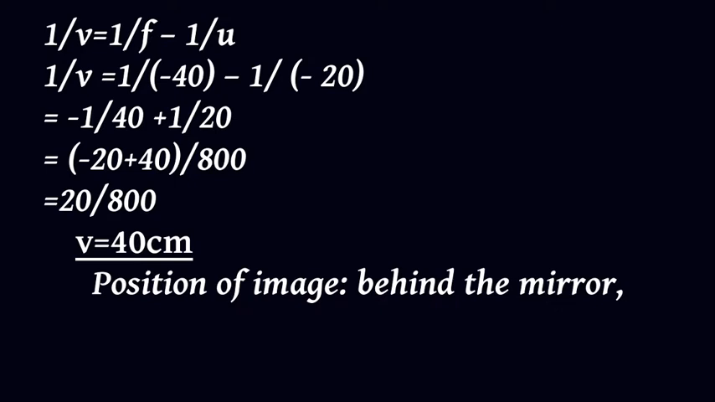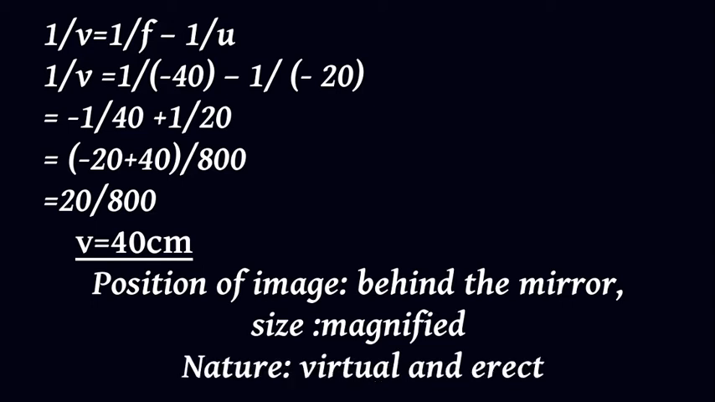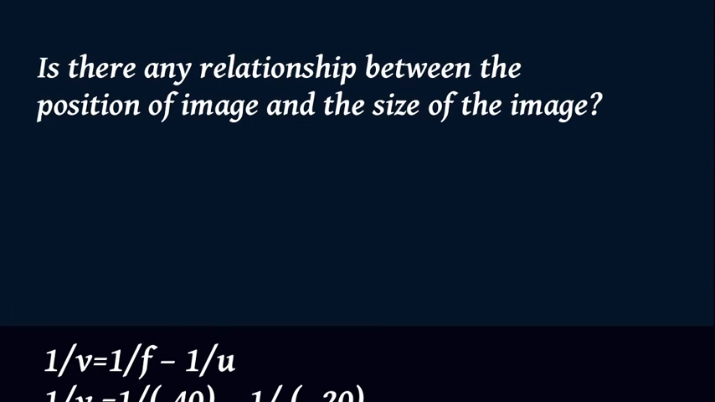And what is the position of image? Yes, since V is positive, you know that it is towards right, and the image should be behind the mirror. Okay, then size magnified, then nature virtual and erect. Okay, and you have also learned that if the object is placed in between f and p, the image will be behind the mirror. Okay, now next one.